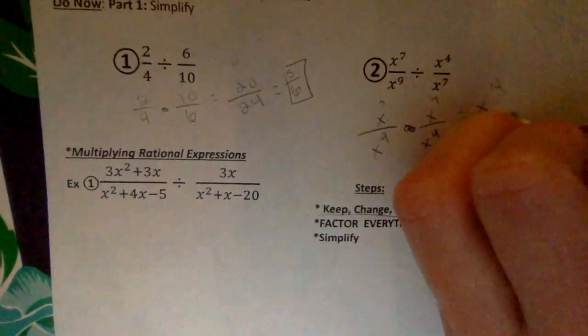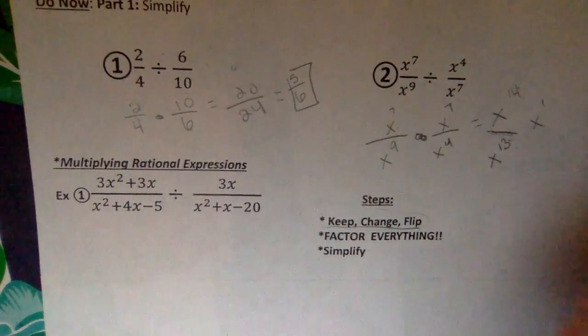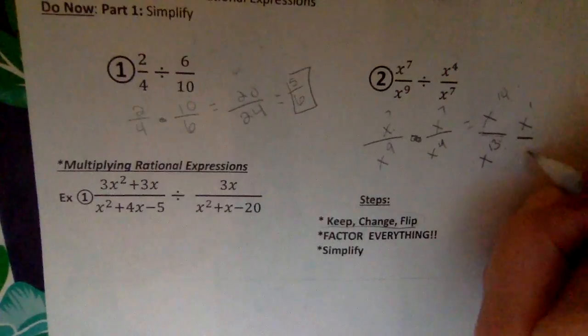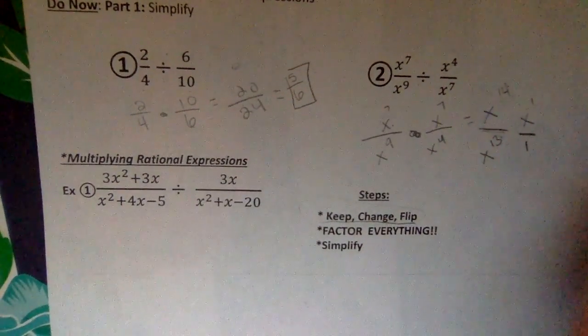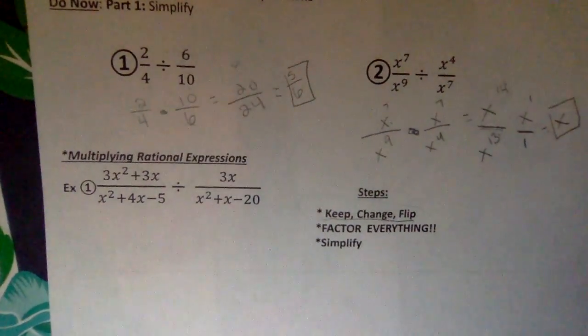So x to the first, and it's going to go on top because that's where there's more. So you can write x to the first. You can write it over 1 if you want, or you could just write x. They're all the same thing.